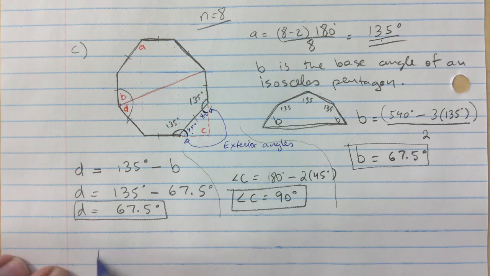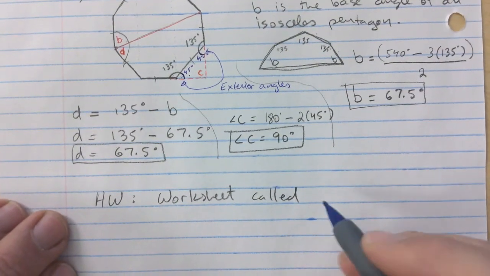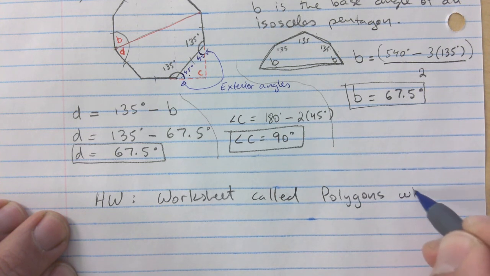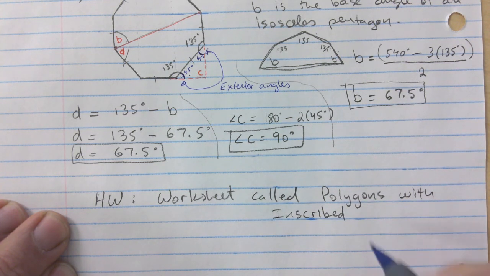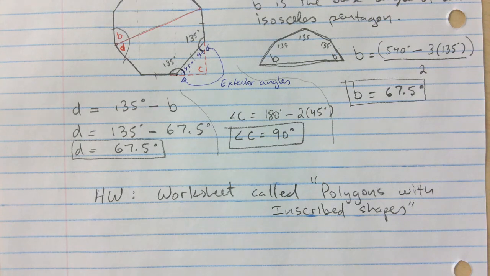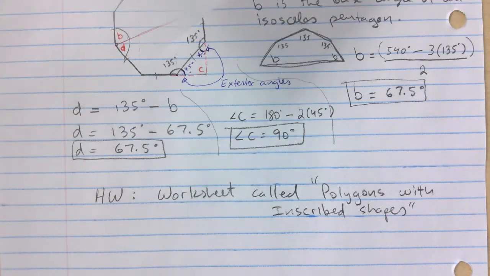The homework worksheet called Polygons with Inscribed shapes. Okay. And it looks like this. So let's watch the top here. Right, it looks like a double-sided, one single sheet.